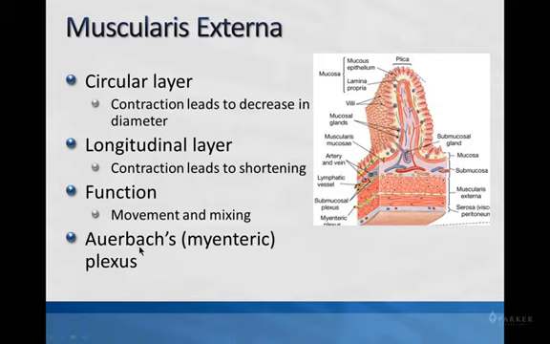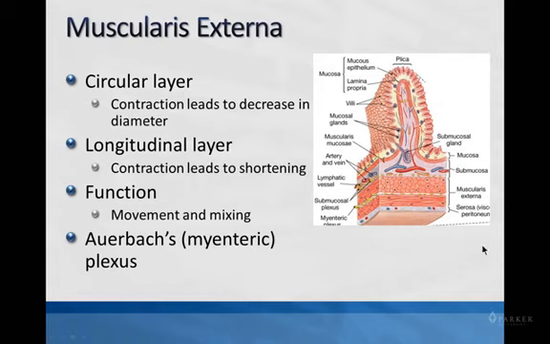But you'll also notice I've put this thing called Auerbach's, or the myenteric plexus. The myenteric plexus, this one's easy to remember. Myo means muscle. The myenteric plexus is a component of the enteric nervous system that's sandwiched in between the two layers of muscle. And so it makes sense that its job is to control motility and movement, since it's right next to the muscle layers. So you do have these components of the enteric nervous system which will play a role in the regulation of the GI motility as well as secretions.